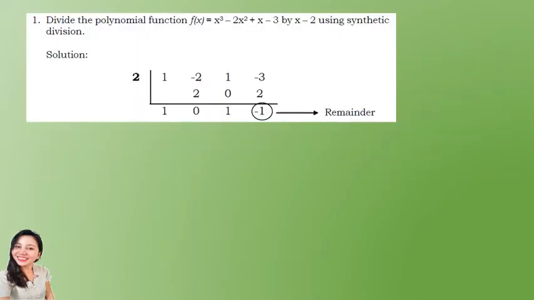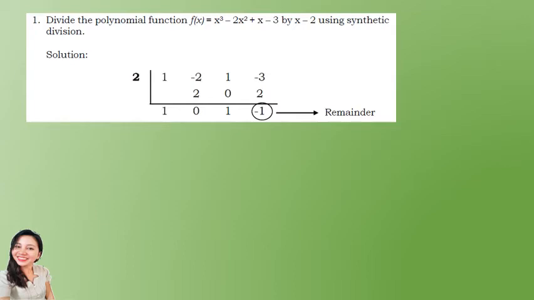Divide the polynomial function f of x equals x cubed minus 2x squared plus x minus 3 by x minus 2 using synthetic division. I assume you already know synthetic division since we finished Module 8. So, this will be our solution. 2 is our divisor because we are asked to divide by x minus 2, so this will be x equals 2. We put 2 outside.